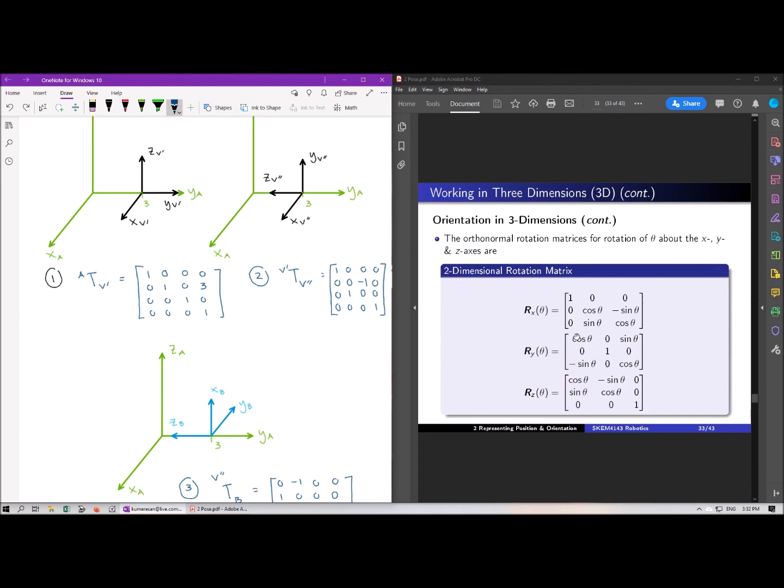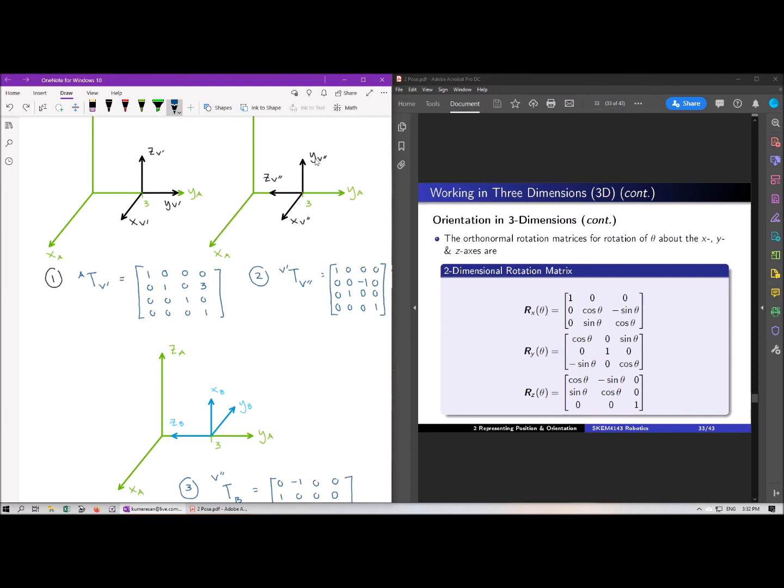So we have to use this one. Cos 90 is 0, minus sine 90 is minus 1, and here sine 90 is 1, and this is 0. And there's no translation, right? The origin of this coordinate frame with respect to this coordinate frame is the same, 0, 0, 0. We do not have translational motion here. So this is tv double prime v prime.